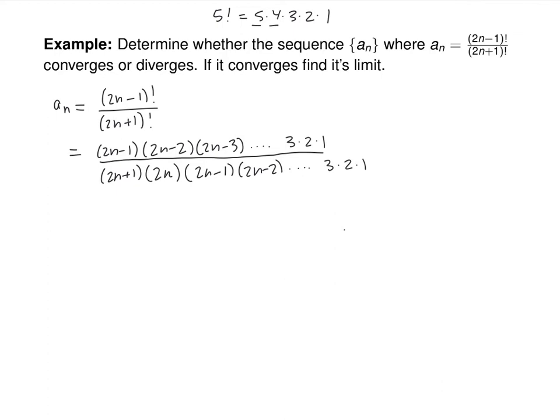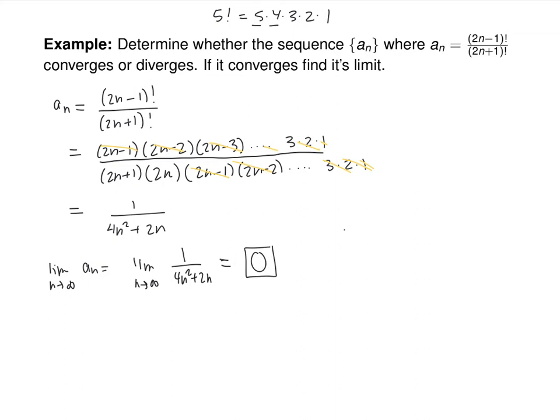And notice that there is massive cancellation happening here. So this 2n minus 1 cancels with that 2n minus 1, and so on. Everybody in the numerator cancels with something in the denominator. And that tells us that this a_n simplifies to 1 over 4n squared plus 2n. And so now that we know what that expression simplifies to, we can find the limit as n goes to infinity of a_n. It will equal the limit as n goes to infinity of 1 over 4n squared plus 2n, which is equal to 0.